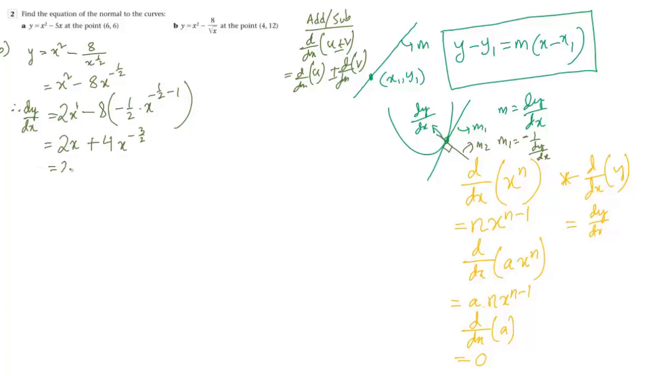So now we have to make it positive. It's a good idea because otherwise the calculation becomes complicated. x to the power 3 by 2.